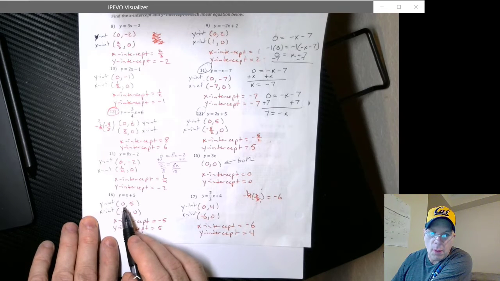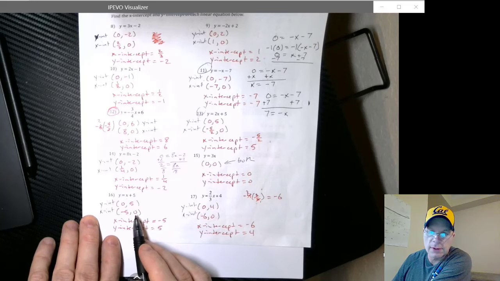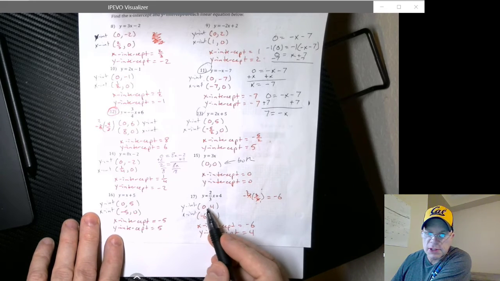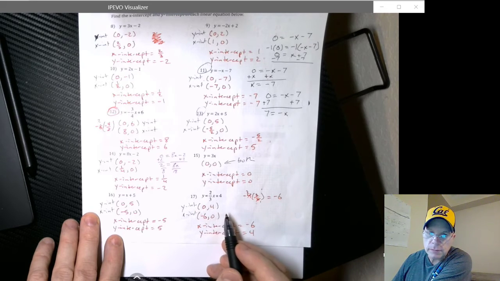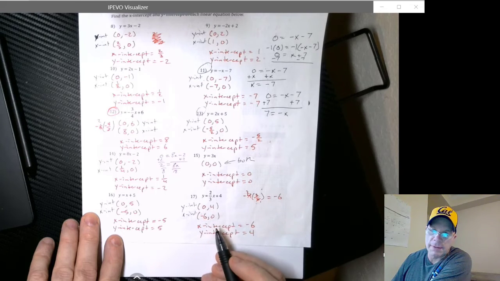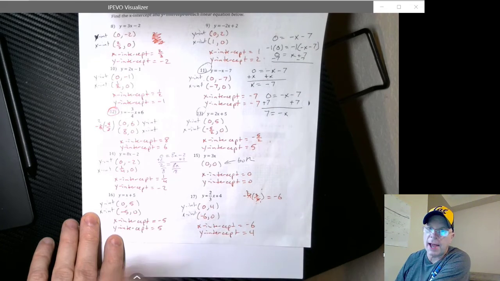Number 16, the y-intercept is (0, 5). The x-intercept is (-5, 0). Number 17, the y-intercept is (0, 4). The x-intercept is (-6, 0). So on these, if you got one but not the other, consider that minus 1/2.